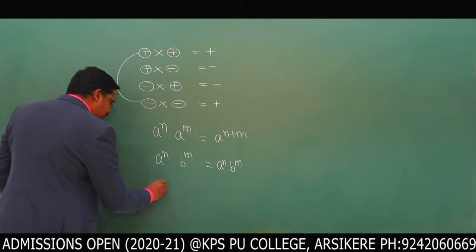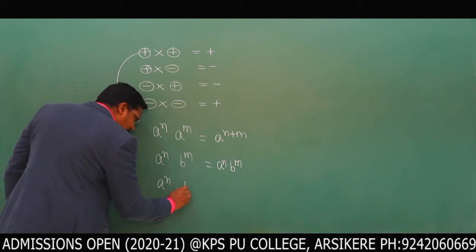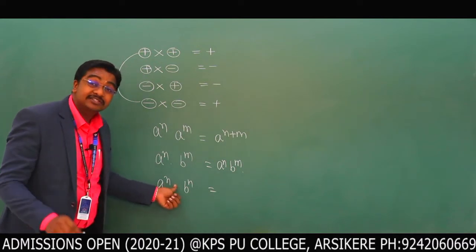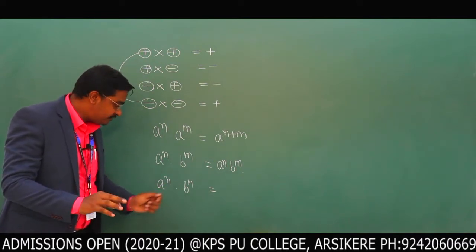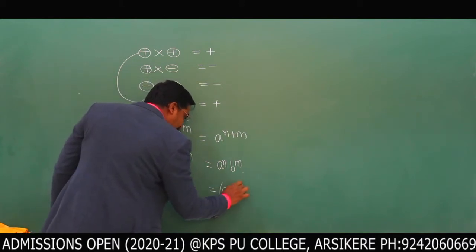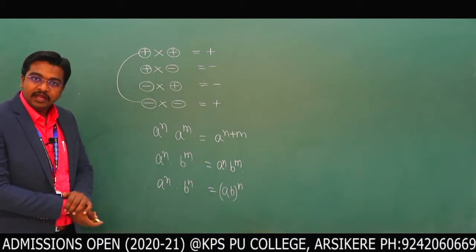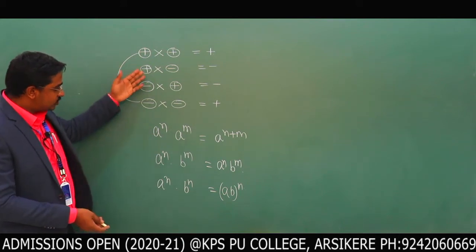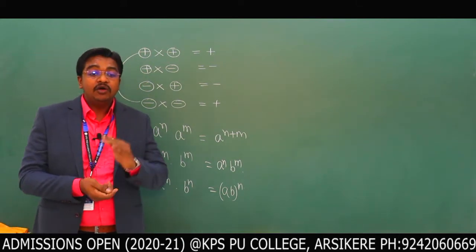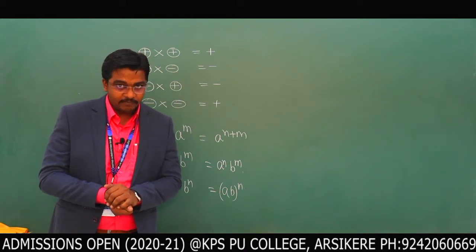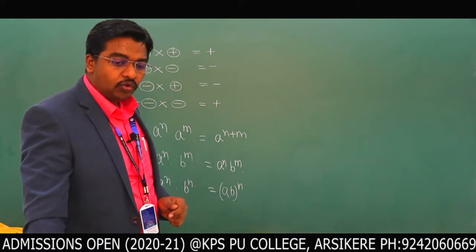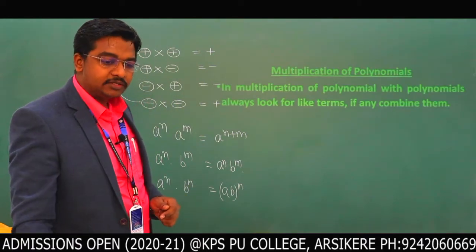Now when we get a power n into b power n, the bases are different but the powers are the same. This can be written as a into b whole power n. So please note down all the things I have written here. These are very important while we are multiplying polynomials. Is it clear?